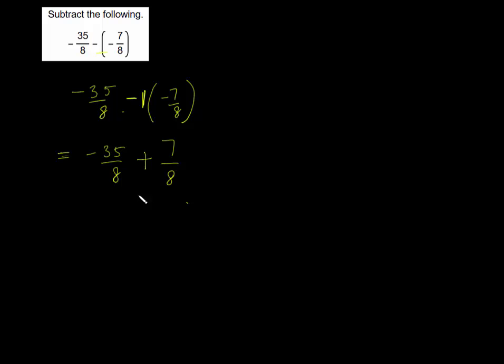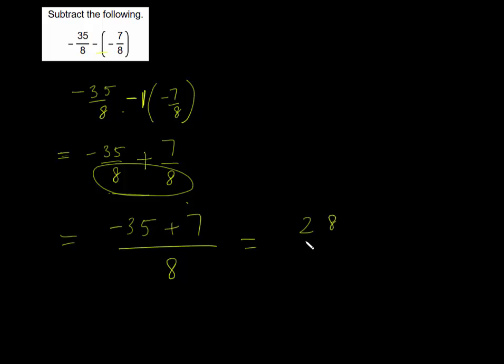You already have a common denominator. All you have to do is negative 35 plus 7. Since they are of opposite signs, you will be subtracting them, so you get 28 over 8. And what is the sign of the final answer? Because 35 is bigger than 7 and its sign is negative, that's the one that carries on. So negative 28 over 8.